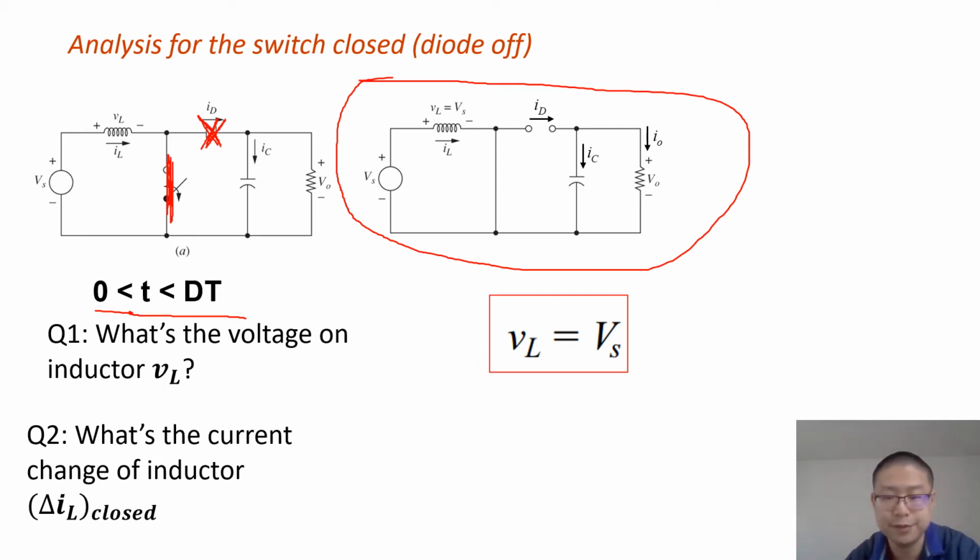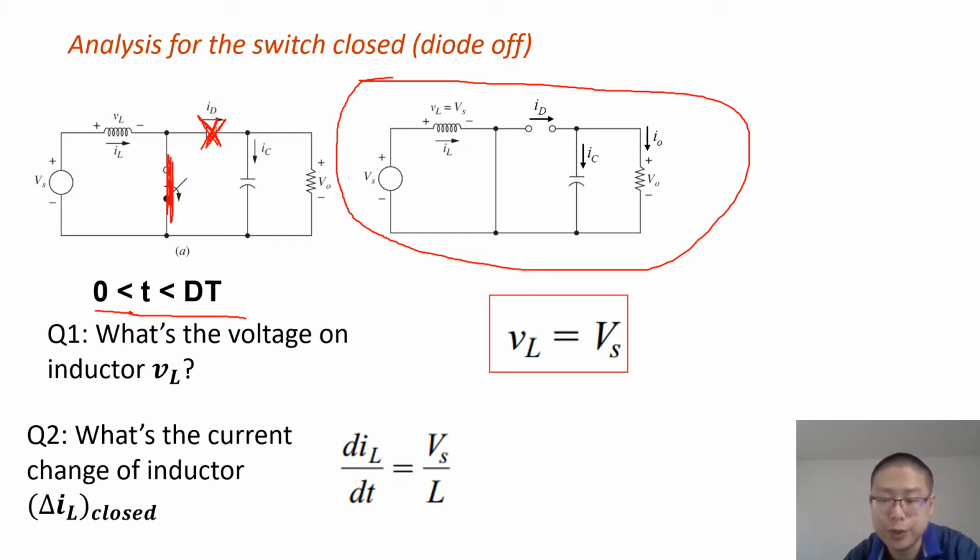Okay, let's take a look together. From the first question, we know that a positive voltage Vs is applied on the inductor, right? So the inductor current should increase because a positive voltage is applied on it, right? So we can calculate the increasing rate, which is Vs over L. It is increasing. And also we know that the switch is closed for time dt.